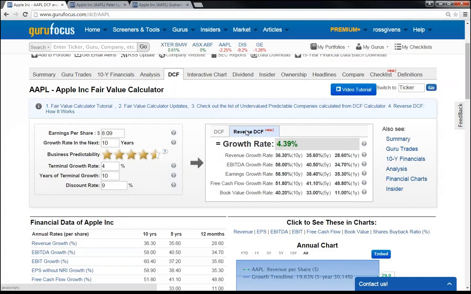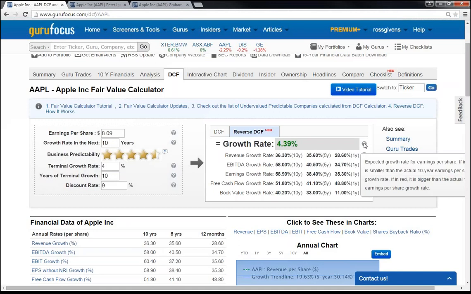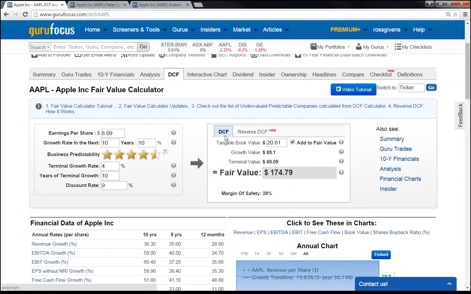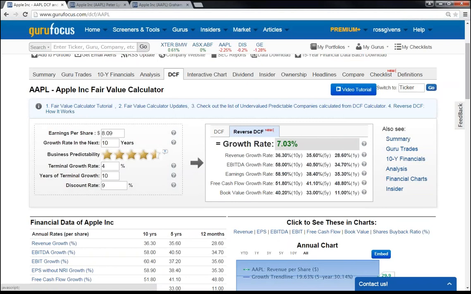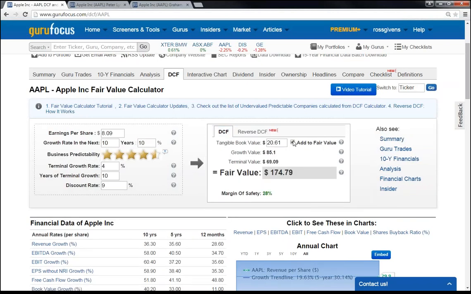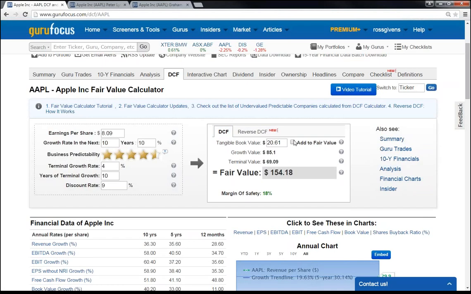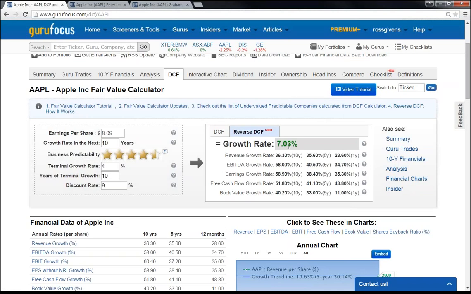Okay, so we click on that, and here's the growth rate, 4.39%. So if you think they're going to grow in excess of 4.39%, then it's likely you'll make money with this. Now notice when we took this off, this is for $175 valuation. It would only need to grow this. At $154 valuation, it would need to grow at 7%.